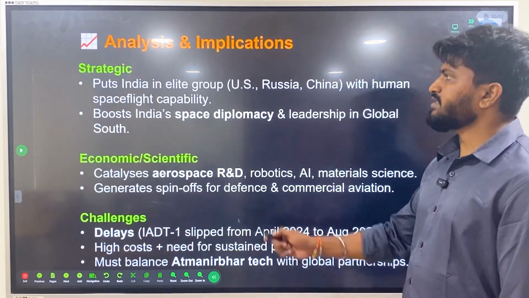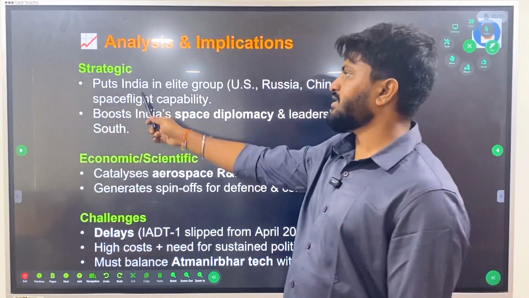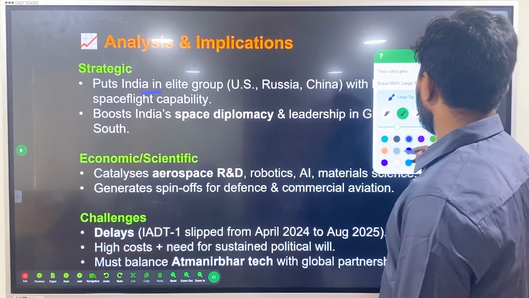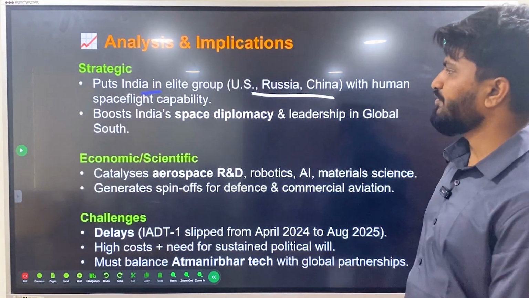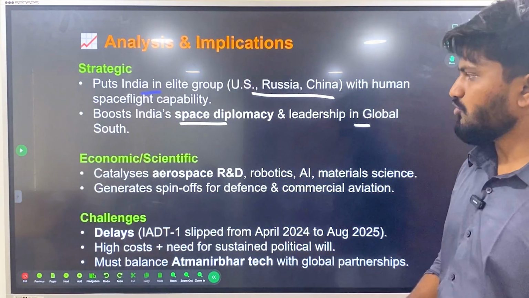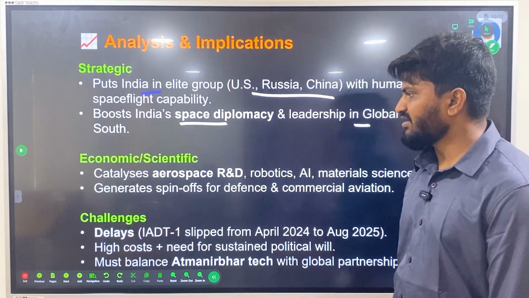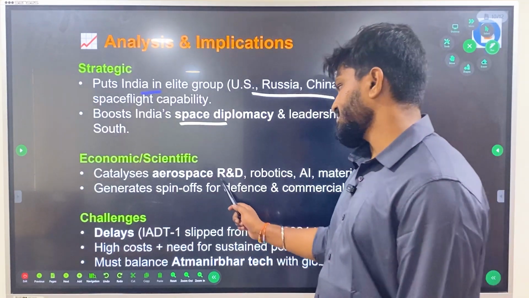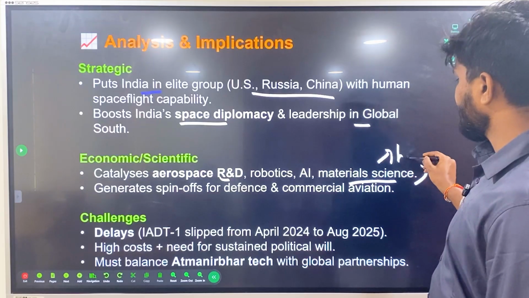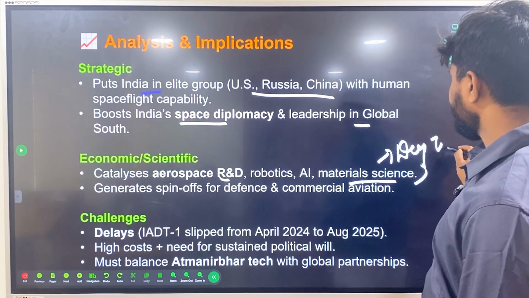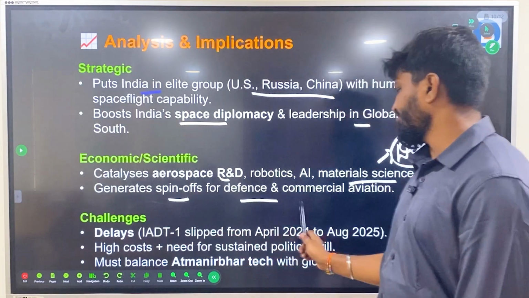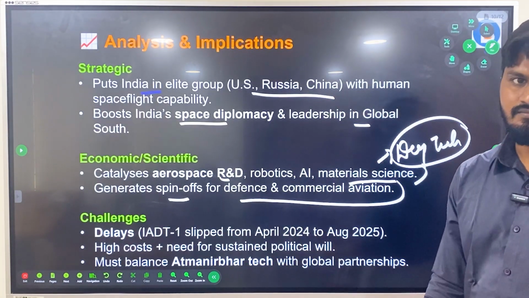So what is the analysis and implications? Strategically, it puts India in an elite group, achieved by only 3 other countries, that is USA, Russia, and China, with human spaceflight capability. It boosts India's space diplomacy and leadership in the global south. Economically and scientifically, it catalyzes aerospace research and development, robotics, AI, material science, and other related deep technologies. Next, it generates spin-offs for defense and commercial aviation as well.